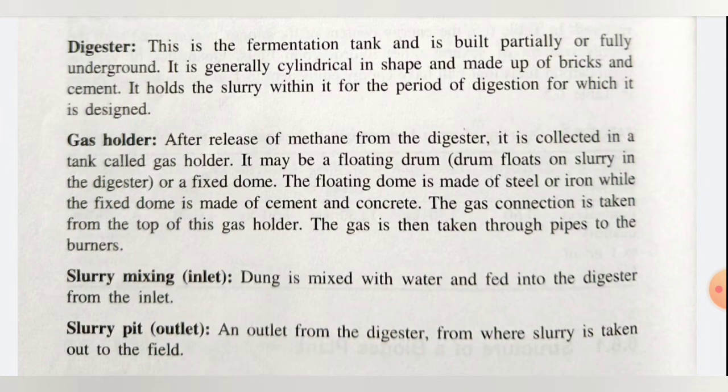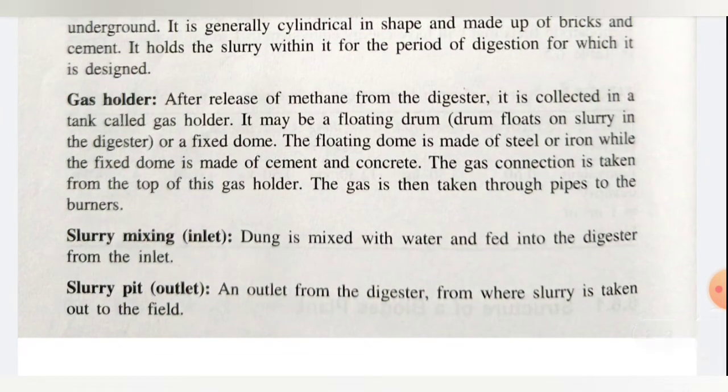Then the next important point of this biogas power plant is the slurry mixing, that is the inlet, and the slurry pit, that is the slurry outlet point. Dung is mixed with water and fed into the digester from the inlet. That means, as we have seen, in the inlet we are mixing water into the animal dung, because we can't directly supply the animal dung. So we mix water into the animal dung, and from that a chemical reaction will happen and biogas will be generated. So that is the slurry mixing, that is the inlet point.